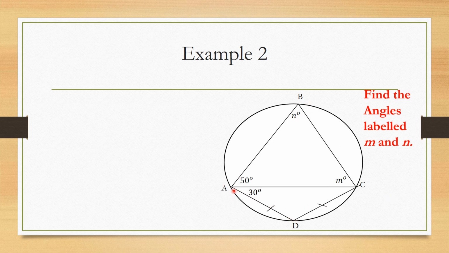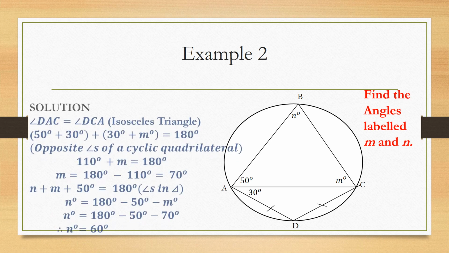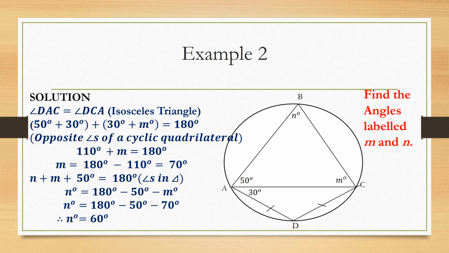Okay, and triangle ACD is an isosceles triangle, meaning that the base angles are equal. So here will also be 30 degrees. I am to find angles labeled M and N. So let me show you how to find the angles now. Okay, it's already solved, so let me explain how I solved it.